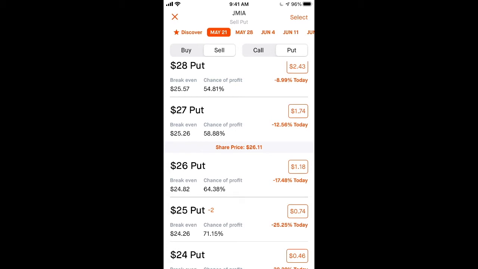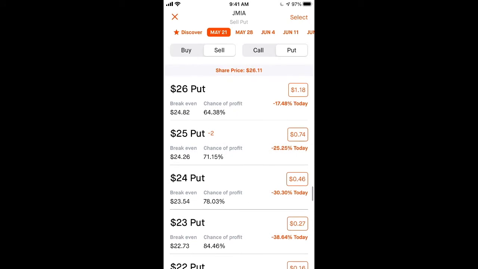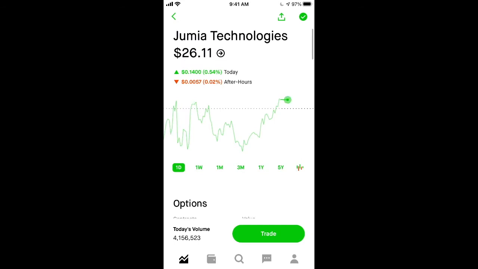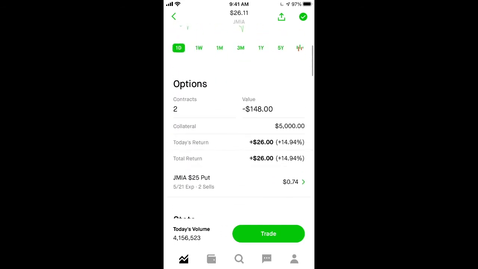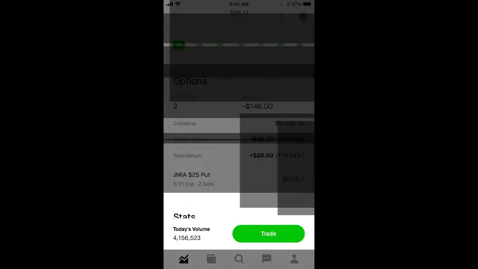Let's say, for example, if you want to do sell puts, let me give you an example of the one that I have right here. The one that says $25 puts -2. I currently have those. If you look at the option price right now, this is what's going on. Let me explain this to you, exactly what's going on with these options right here.